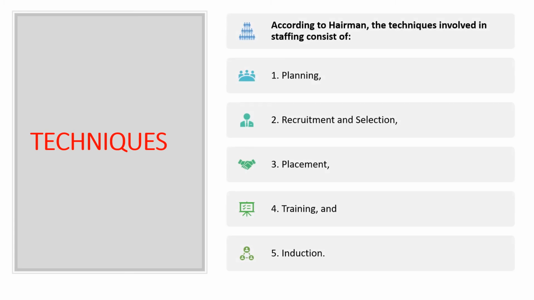Now let us move on to the techniques. According to Herman, the techniques involved in staffing consist of, firstly, planning. Planning has two important aspects, that is quantitative planning and qualitative planning. The second one is recruitment and selection. These are two separate processes requiring great expertise, insight, and skill. Recruitment means starting the process of adding new staff, and selection consists of choosing the best ones.